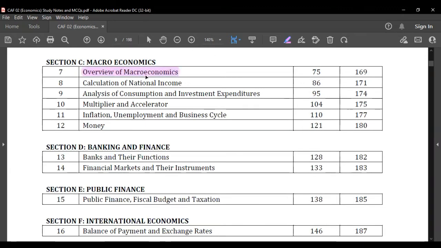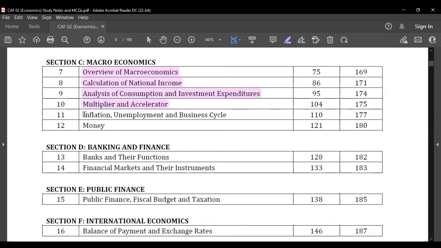in which firstly we will cover what is macroeconomics, and what are the topics that have significant importance in this sector. Then we will calculate national income in real terms as well as nominal terms. Analysis of consumption and investment expenditure will be made. Multiplier and accelerator effect will be studied theoretically and practically.